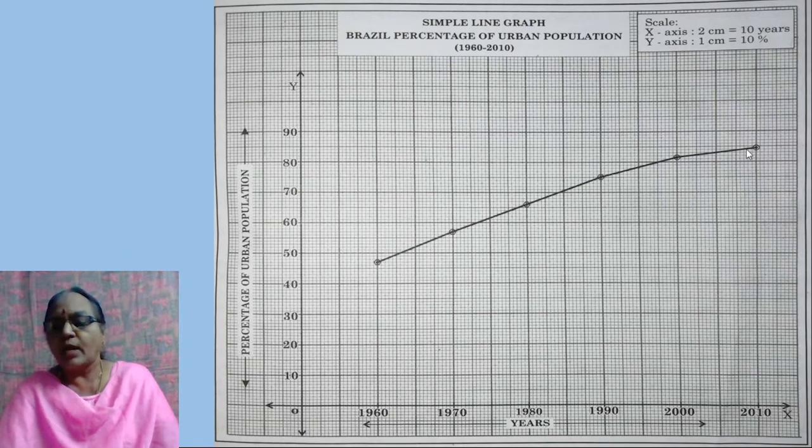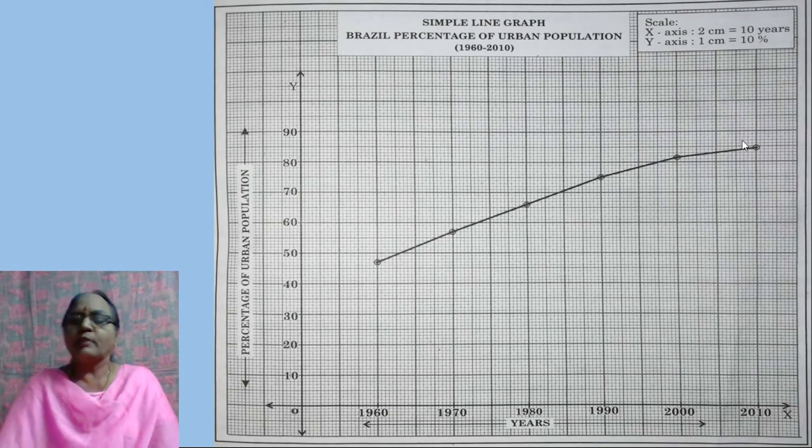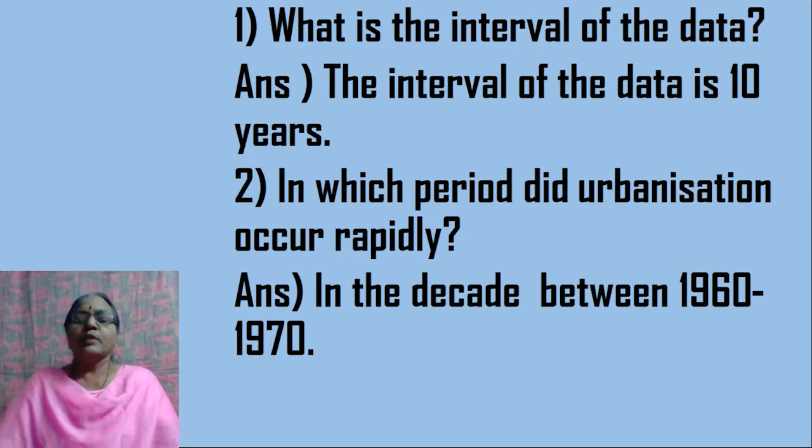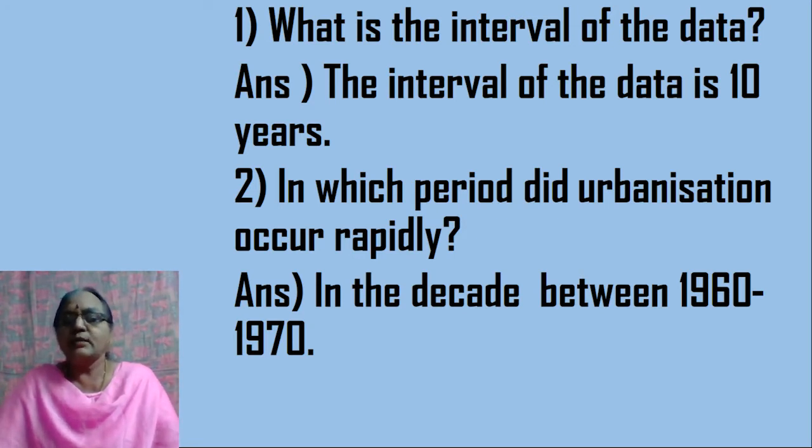It increased to 85% in 2010. If you remember in the previous lesson, we said in India in the year 2011, the percentage of urban population was only about 31.16%. So it's a stark decrease. Compared to Brazil, the percentage of urban population in India is very, very low. Based on this line graph, we are going to do some questions here.